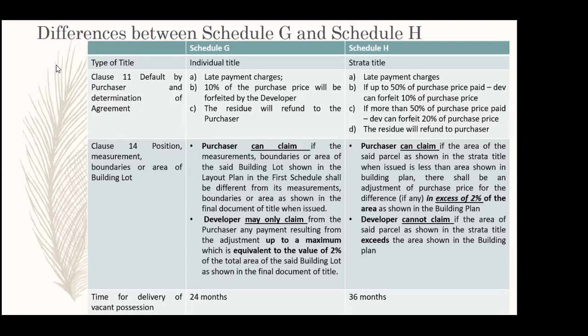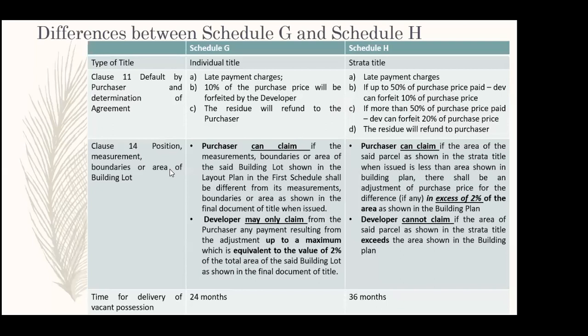And then coming to Clause 14, proposition measurement, boundaries or area of building lot. For Schedule G, the purchaser can claim if the measurements, boundaries, or the area of the said building lot shown in the layout plan in the first schedule are different from its measurement. However, for Schedule H, the purchaser can only claim if there is an excess of 2% of the area shown in the building plan, which means that for Schedule G there is no limit, but for Schedule H there is a limit of in excess of 2%.